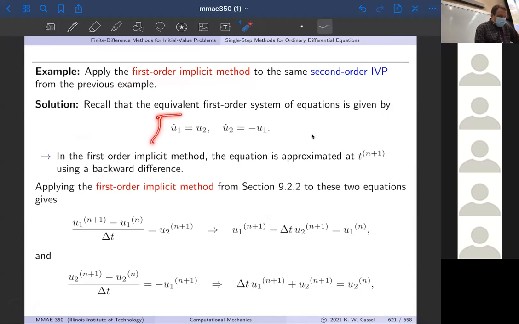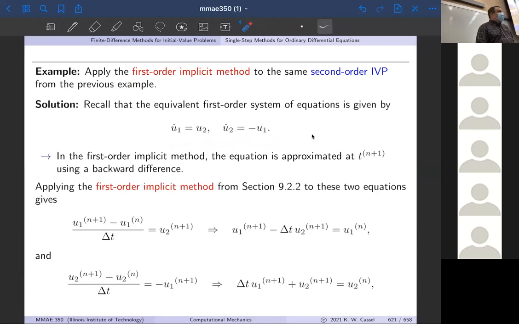Now, in terms of converting our 1 second order equation to 2 first order equations, it doesn't matter. That's already been done. I don't have to do it again. That doesn't depend on the method. So u1 dot is u2, u2 dot is minus u1. That's exactly like before. But now, for those 2 equations, I'm going to apply the first order implicit method.